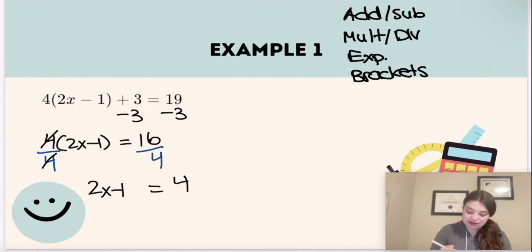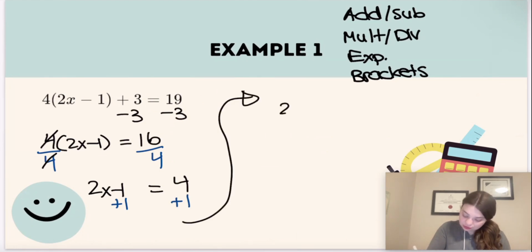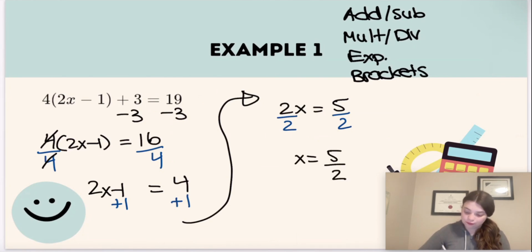Let's start again with addition and subtraction. Is there any addition or subtraction to undo here? Well, yes, there is. We can add 1 to both sides to get rid of the minus 1. And if we do that, we get 2x is equal to 5. Then we can undo the multiplication by dividing both sides by 2. Therefore, we get that x is equal to 5 over 2.